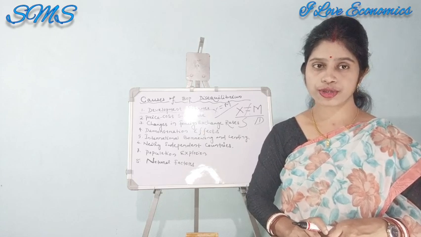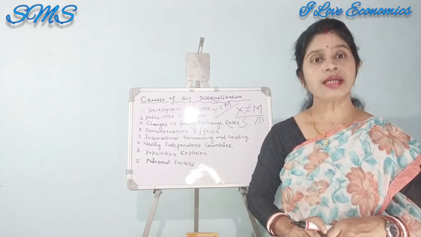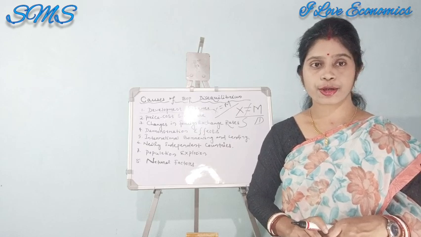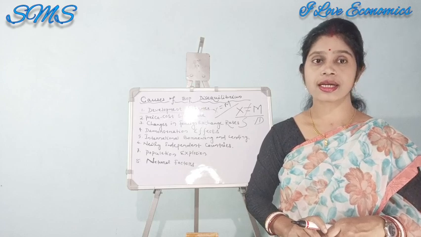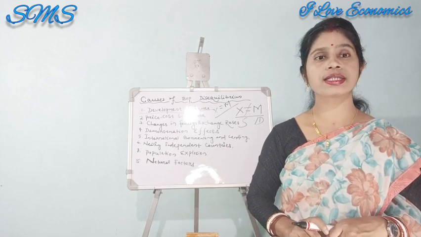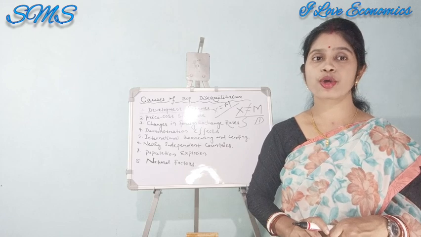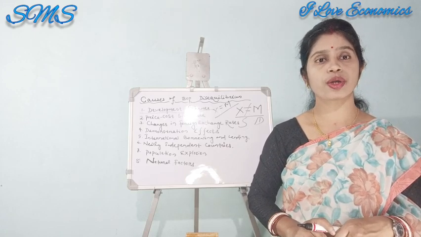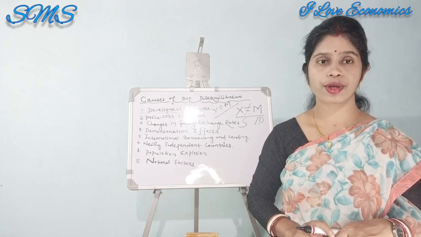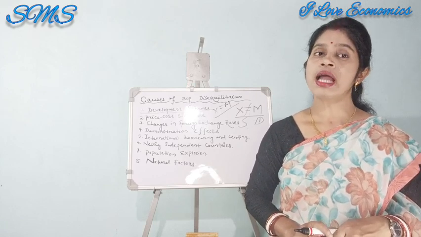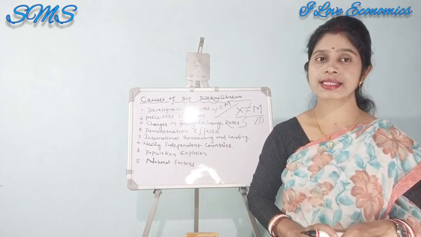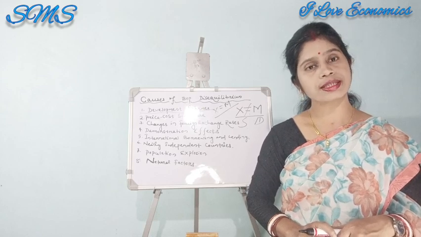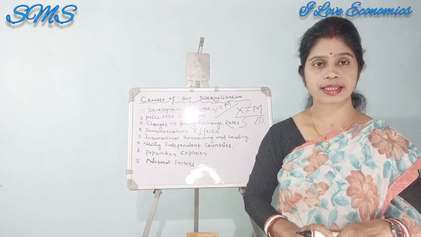Before that, I just want to repeat again what we mean by equilibrium and disequilibrium of balance of payment. When export is equal with import, export is known as X and import is known as M. When X is equal with M, that means export is equal with import. This is known as equilibrium of balance of payment. On the contrary, when export is not equal with import, means X is not equal with M, this is known as a disequilibrium of balance of payment.